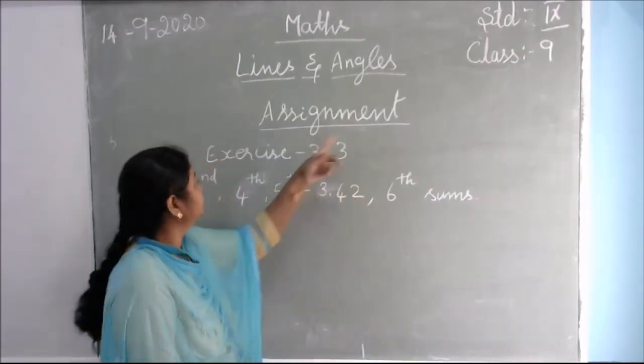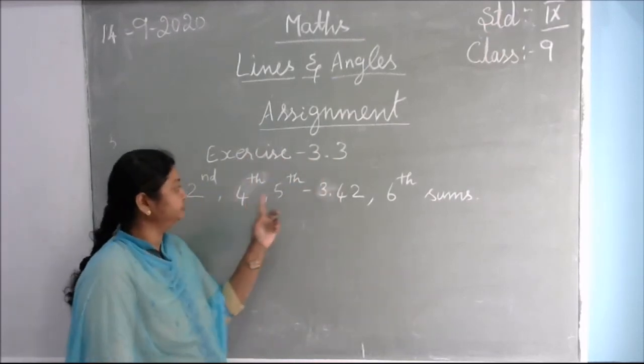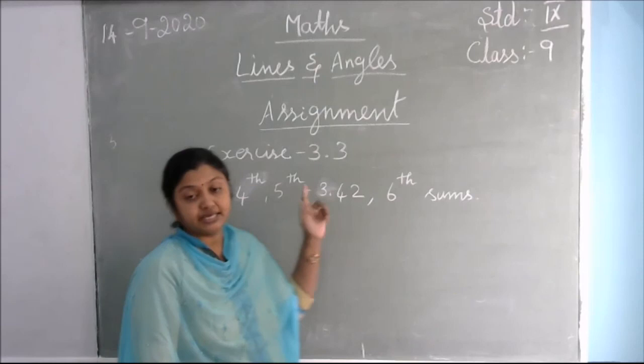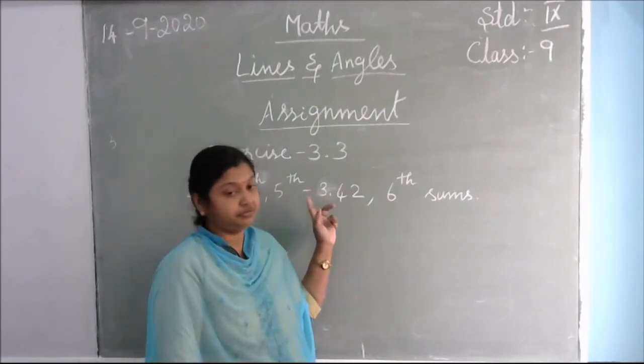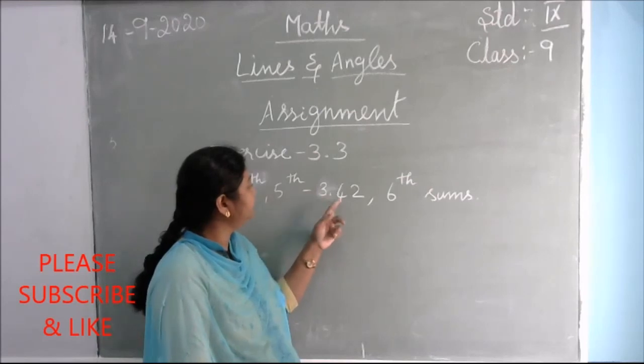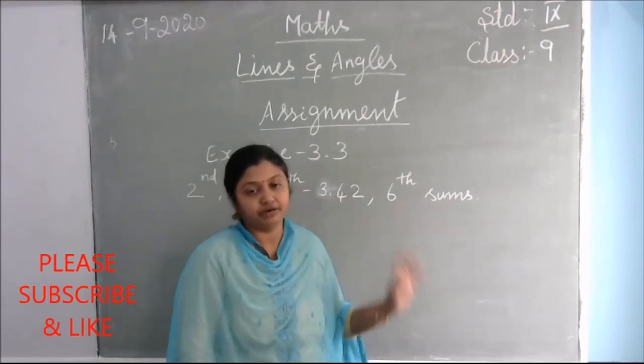Today's assignments are in exercise 3.3: second sum, fourth sum, fifth sum. The second one I have done. The first one, the figure number I wrote, 3.42, you have to do as homework, and the sixth sum you have to do.